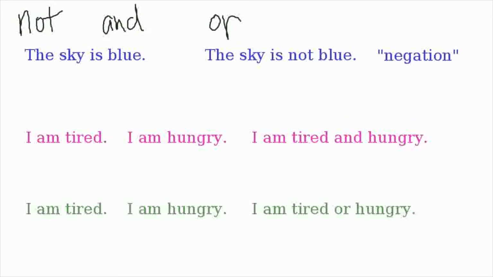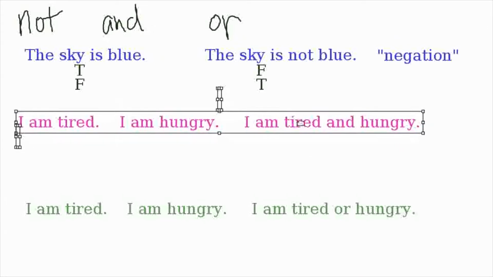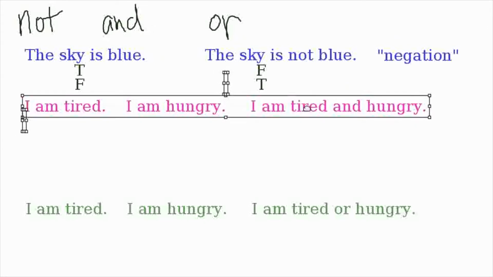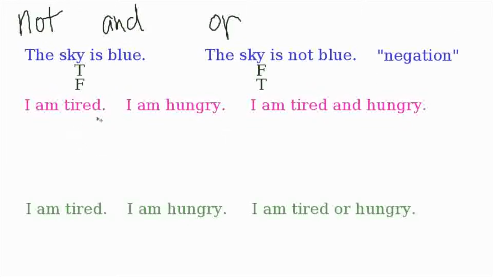All right, so now let's beat this to death. Let's see all the examples. So going back to the first one, the sky is blue. If that was true, then the sky is not blue would be false. If the sky is blue was false, then the sky is not blue would be true. Okay, so that just exemplifies what I said about the negation always having a different truth value. Okay, now let's do the purple example, the and example. So if I was tired, so I'll put a true there, and let's say I'm tired and hungry. Well, in that case, I'm both, so I'll put a true on the last one.